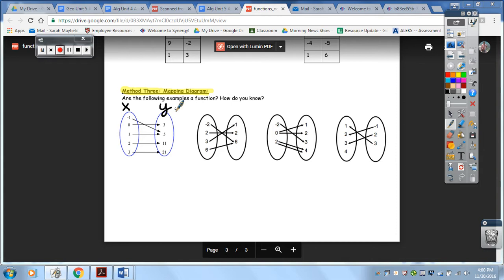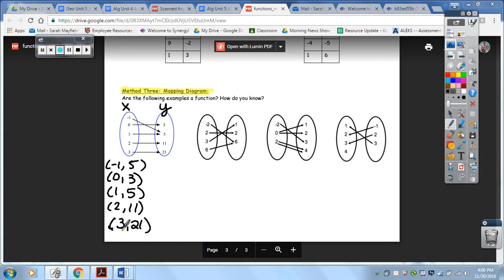So you have a couple of options when you're doing this. You can either sit down and write down all of the ordered pairs. So -1 goes to 5, so -1, 5. 0 goes to 3, 1 goes to 5, 2 goes to 11, and 3 goes to 21.